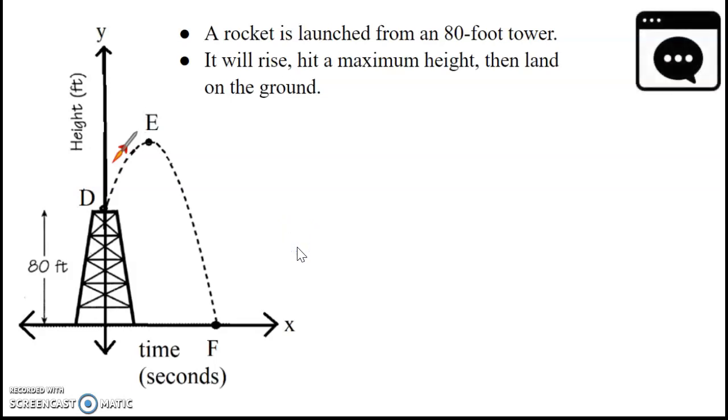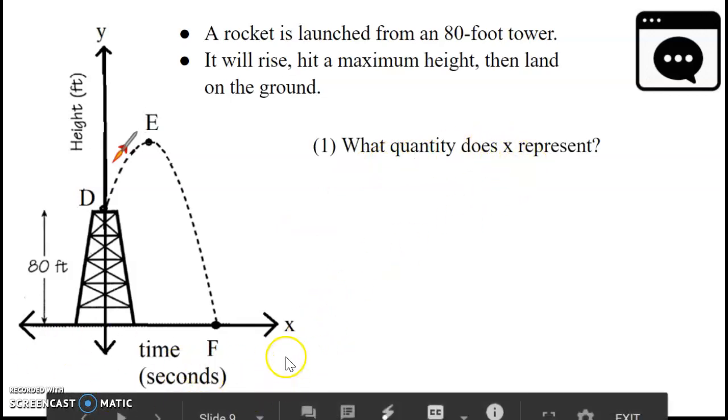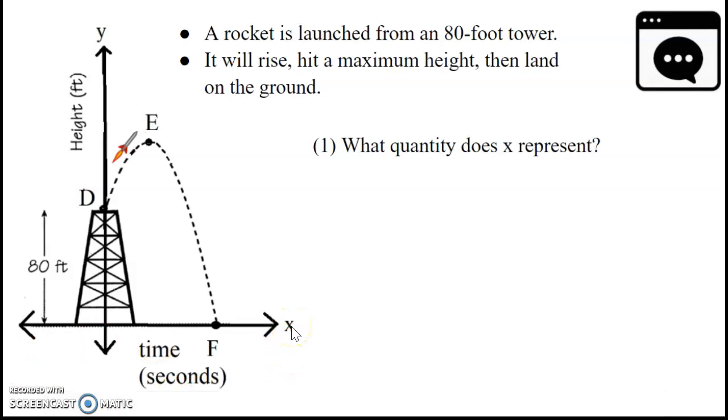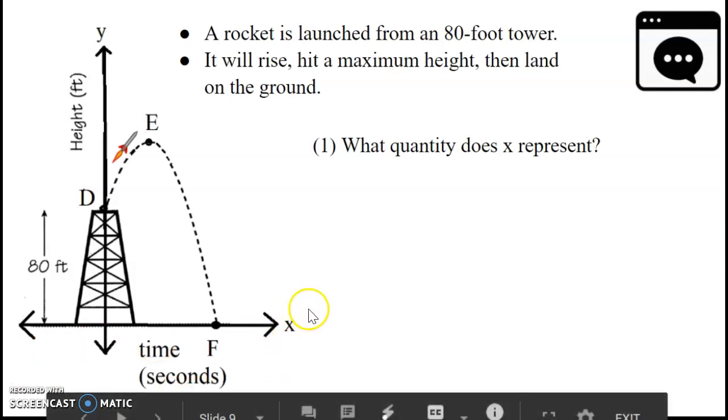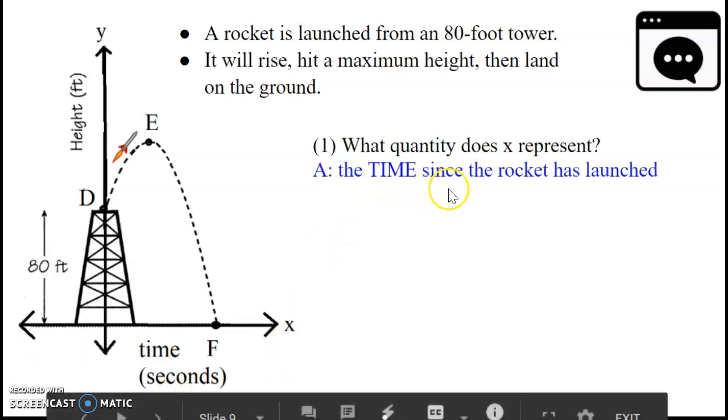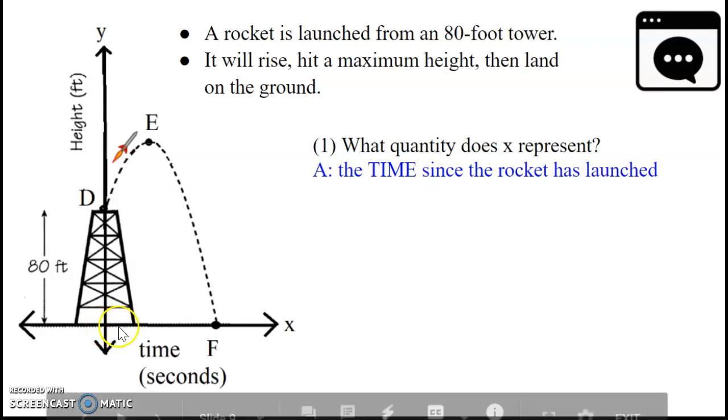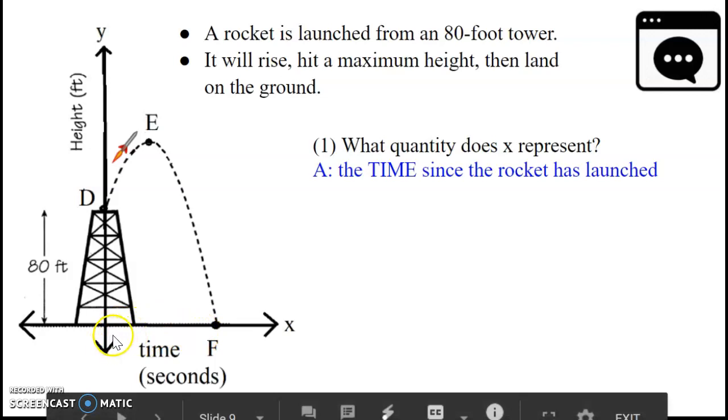Think about this situation and tell me, what quantity does x represent? What do you think x will represent? I even gave you the answer. It's the time since the rocket has launched. So here, x is 0. That means it's time 0 seconds, and then the time keeps increasing until F. We don't know what that time is.